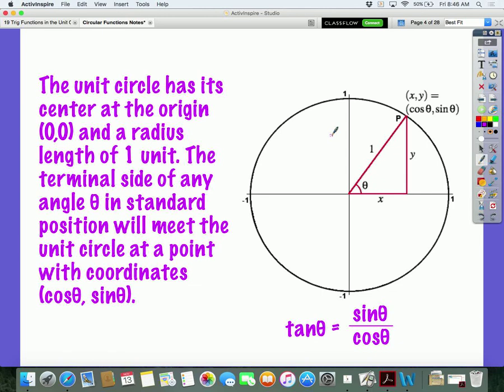All right, the unit circle has its center at the origin, (0, 0), and a radius with a length of 1 unit, okay? That is the unit circle. It's standard. It always has a radius of 1. Now, the terminal side of any angle theta in standard position will meet the unit circle at a point with coordinates cosine theta and sine theta.